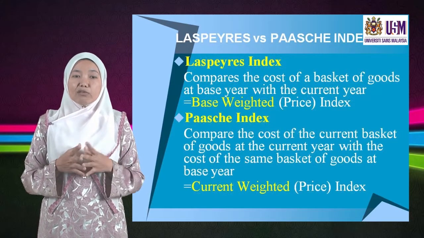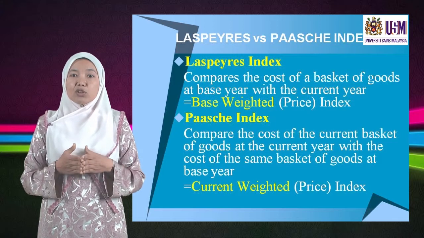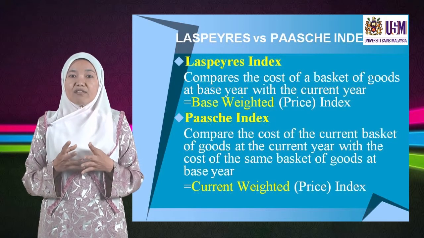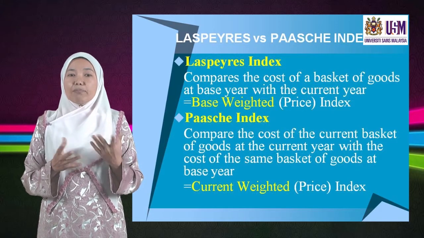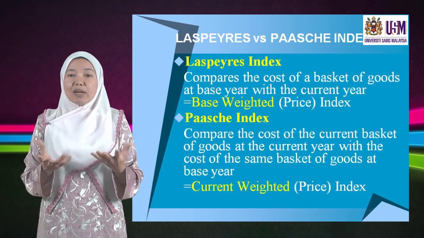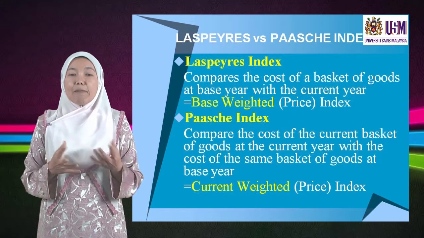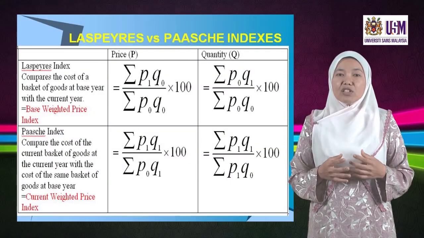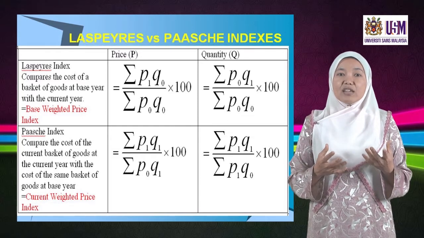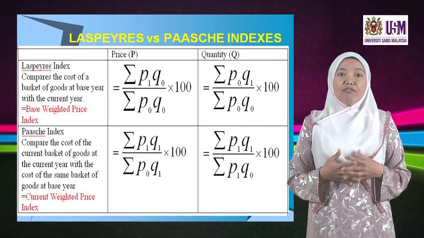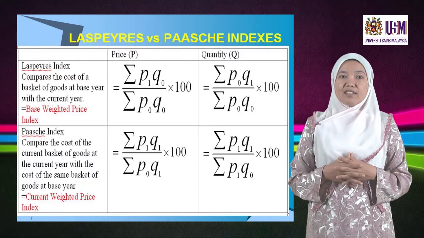So again, I would like to remind you, Laspeyres index, we are talking about the basket of goods and services from the base year. Okay, we compare the price. While Paasche index, we are talking about the current basket of goods and we compare the price. Based on the definition that was shared with you earlier, you now see the formula for the calculation of Laspeyres and Paasche price index.